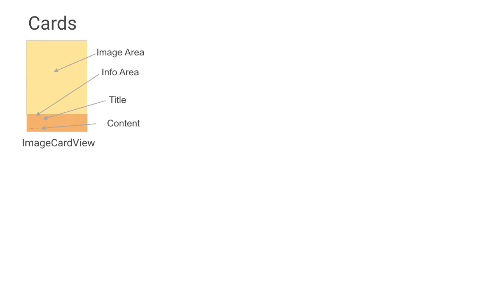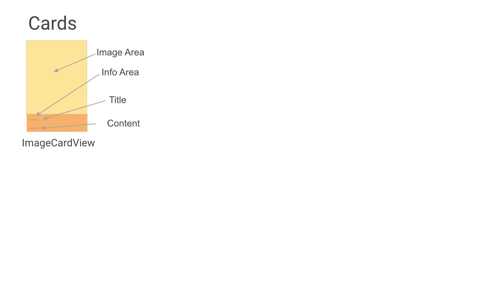Now let's talk about cards. Cards are another key component of Leanback library. One of the key classes that comes with Leanback is called image card view. That's used to render cards. It consists of two areas. It is the image area, which displays your image on top, and there's the info area at the bottom, which displays your content, such as title and description and an optional icon.